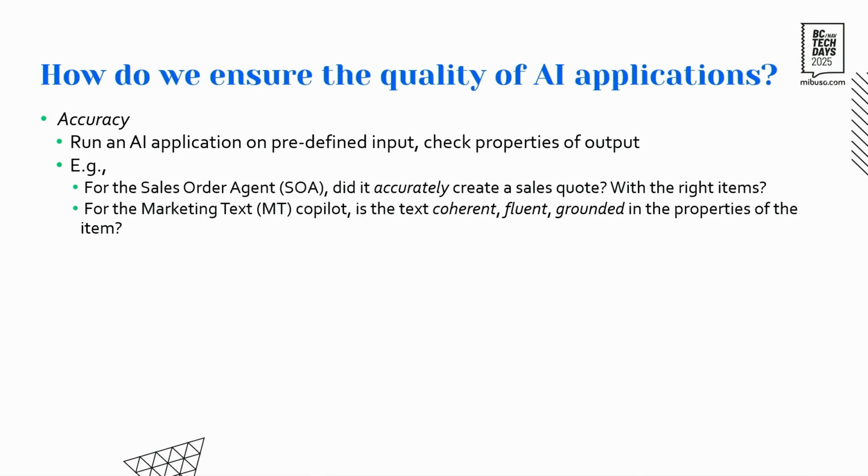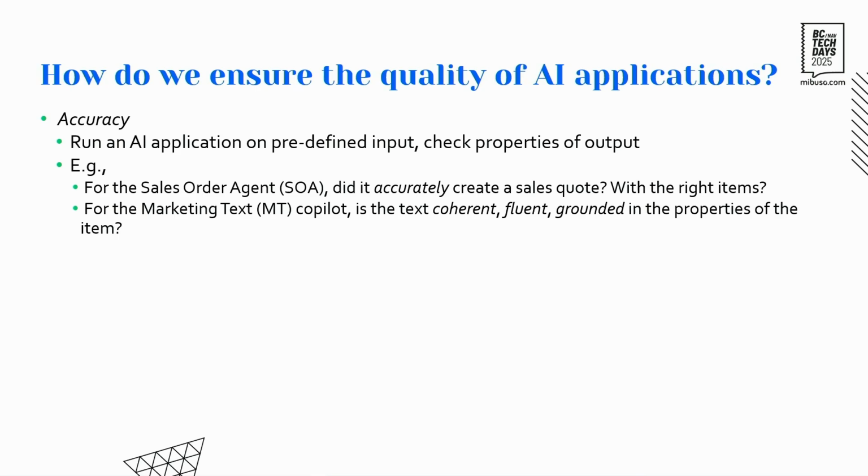The way you measure if the output is adequate is different from feature to feature. For the sales order agent, where you send an email to an agent, it does a bunch of things in BC, and then it responds back. That works if the agent creates the correct quotes, say, and also returns an appropriate response. For the marketing text, which takes items and item attributes and creates a marketing text, it's more fluffy. So there it's things like coherence, fluency, or whether or not the text that is produced contains any fabrications. That is the measure of success.